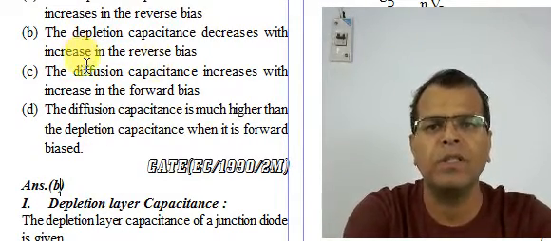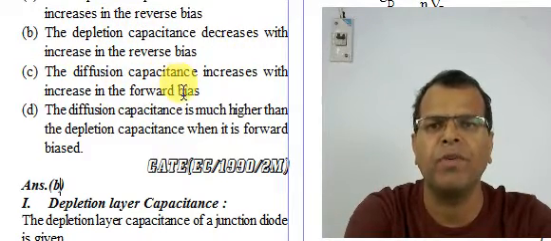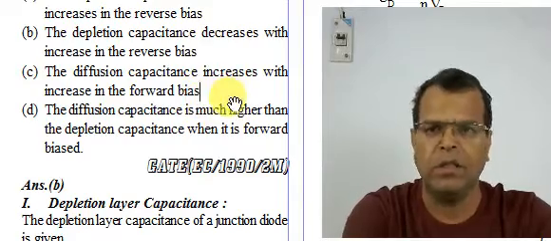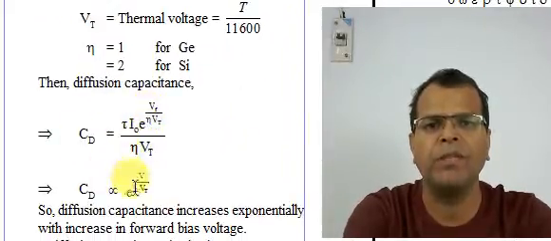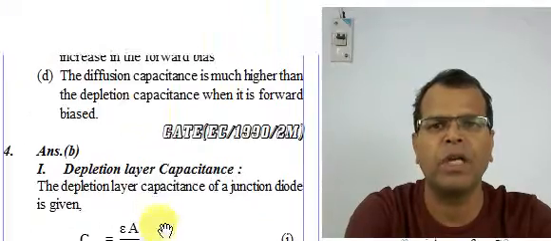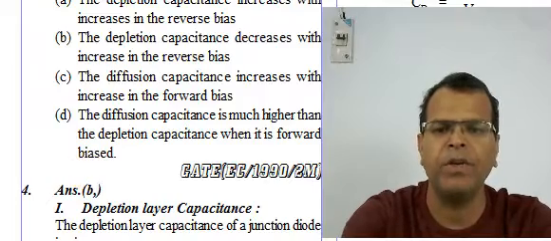Now see this depletion. This was depletion. Diffusion capacitance increases with increase in the forward bias. This is also true. You can see from here, when you apply the forward bias, the diffusion capacitance is increasing. So that option is also correct. B and C are giving me the correct option.